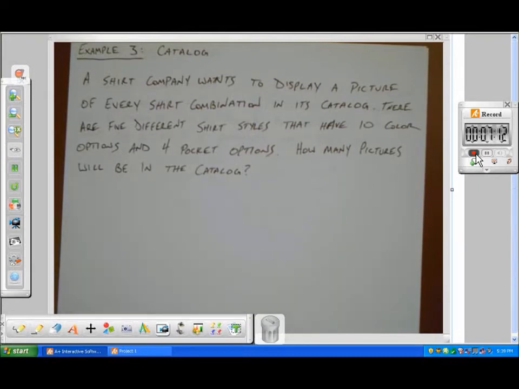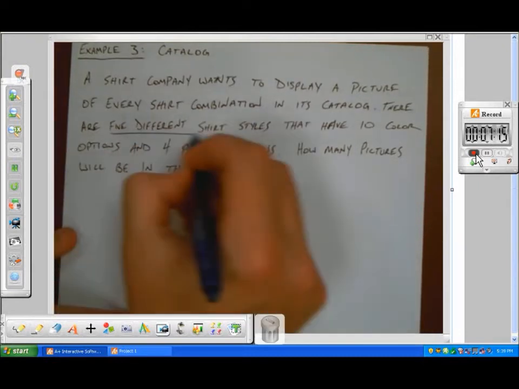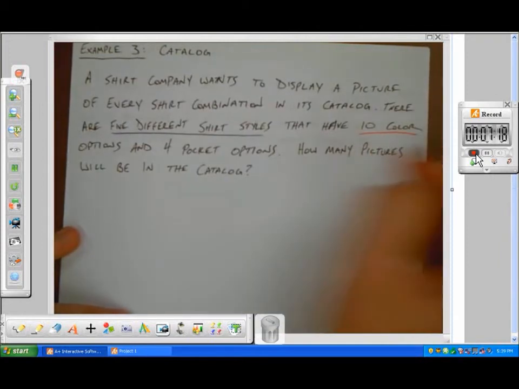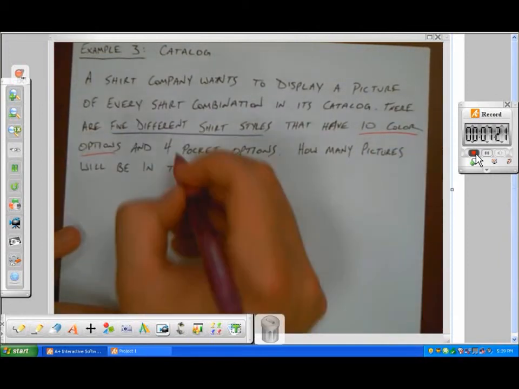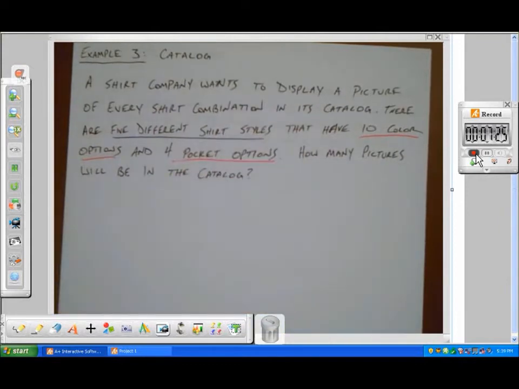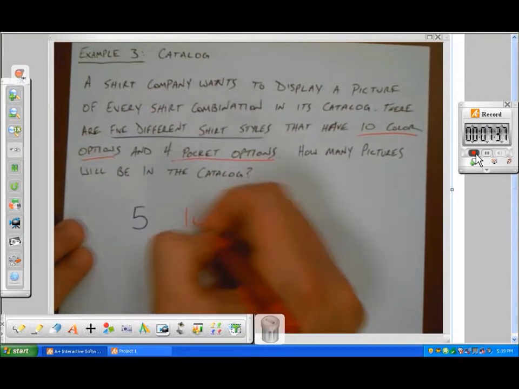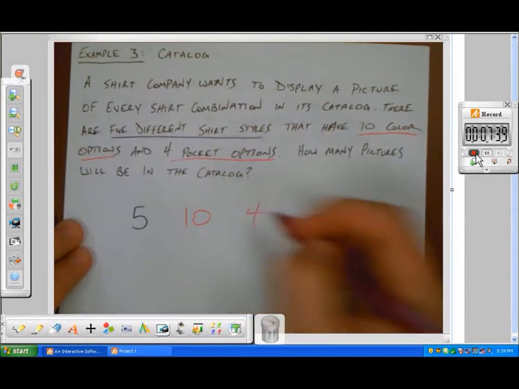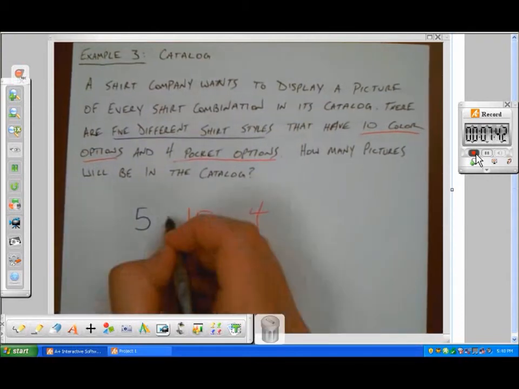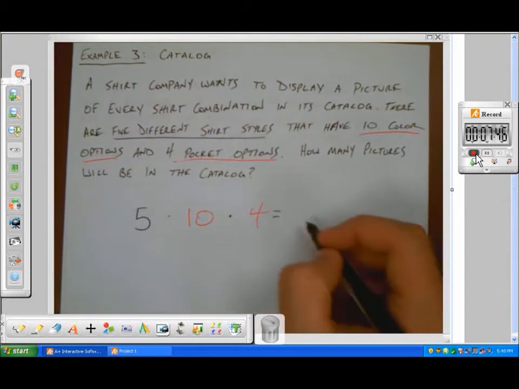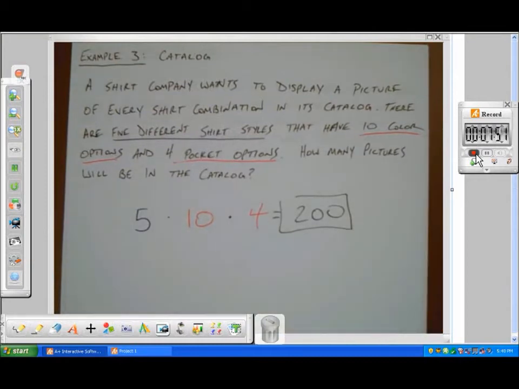There are 5 shirt styles, 10 color options, and 4 pocket options. The fundamental counting principle says that I can multiply the number of options to get the total number possible. So in this case, 5 shirt styles, and 10 color options, and 4 pocket options. If we multiply them together, we'll get the total number available. In this case, it's 200. There would be 200 pictures in this catalog if it had a picture of every different possibility. And that's using the fundamental counting principle.